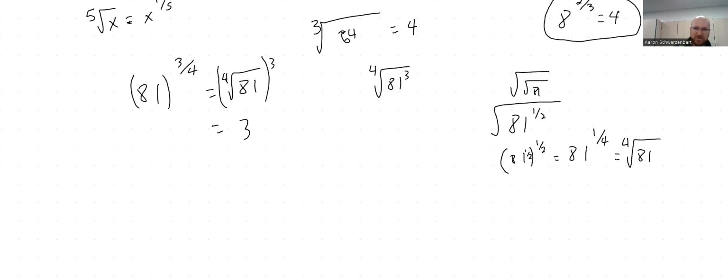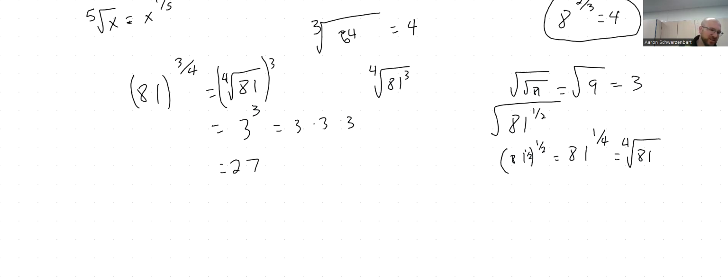So square root of 81 is 9, square root of 9 is 3. So that's how I knew the fourth root of 81 was 3. Now I've got 3 cubed. That's not 9, that's 3 times 3 times 3. 3 times 3 is 9, times 3 is 27.